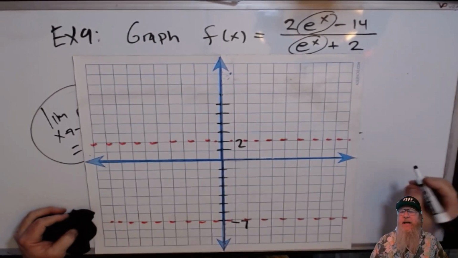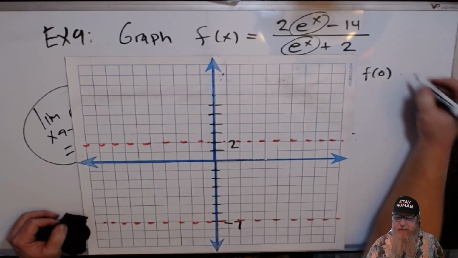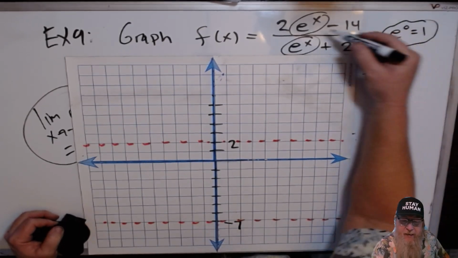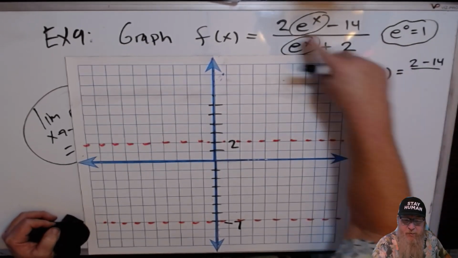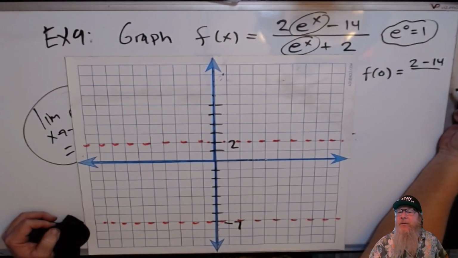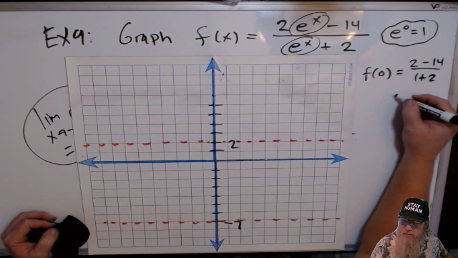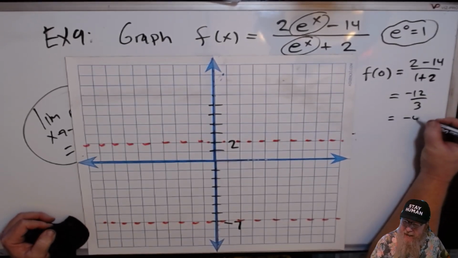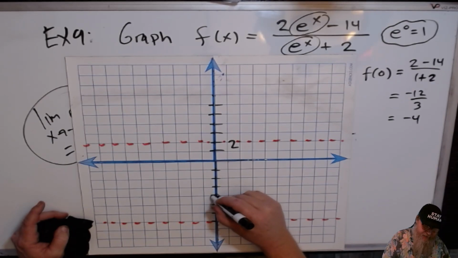Now, at the beginning of this lecture, I said 0 is a good one to memorize. Yeah. Remember, e to the 0 is 1. Keep that in mind. So that will become 1. So 2 times 1 is just 2. And this will become 1. 1 plus 2 is 3. So that'll be -12 over 3, which is -4. So right about here, I get a dot.